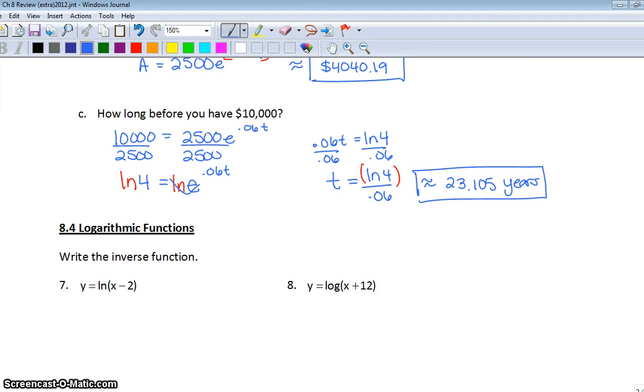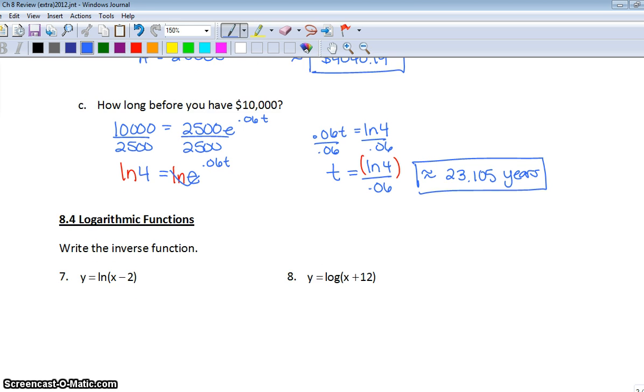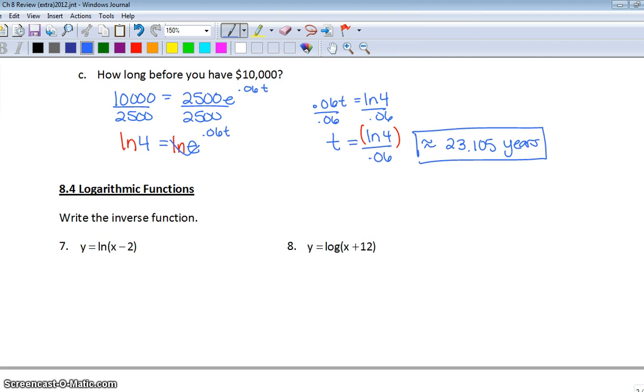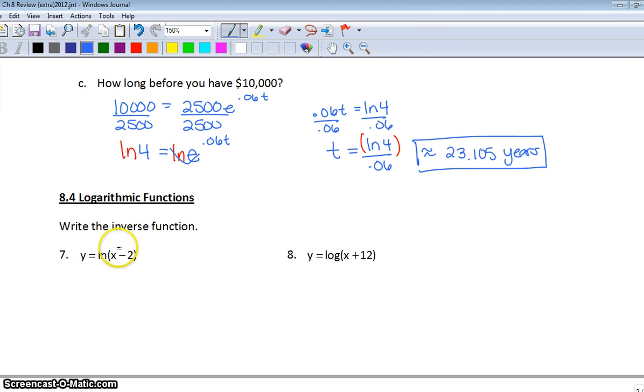All right, we just finished 8.3. Now we're going to move on to 8.4, logarithmic functions. And we're going to start by writing the inverse function. The first step to finding any inverse is always to switch your x and y. And then we want to solve for y. The way we're going to solve for y is to change it from log form to exponential form.